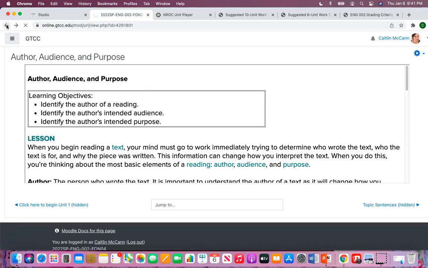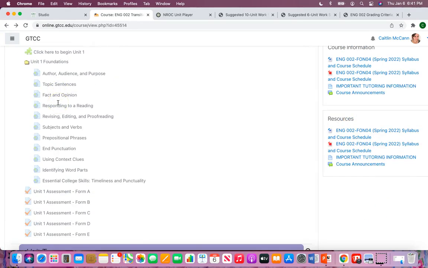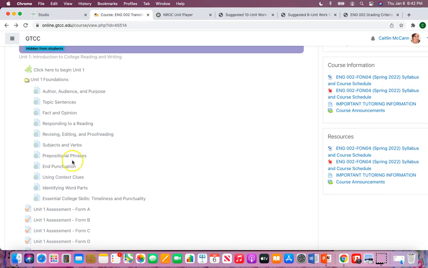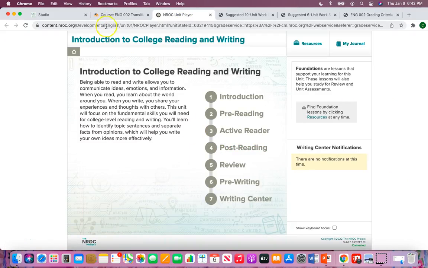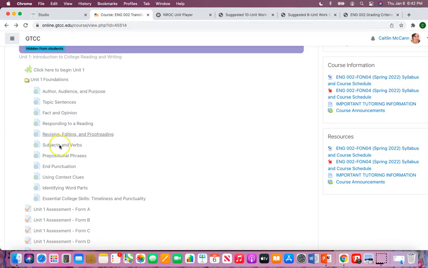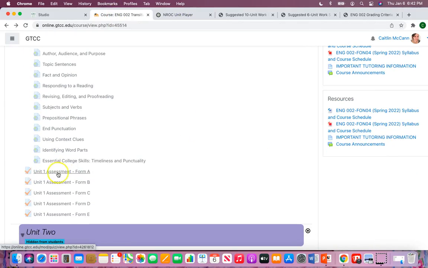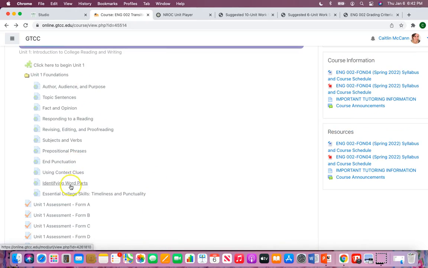Like the Unit 1 assessment, there are questions about prepositional phrases. There are a lot of punctuation questions and questions about context clues. So there are things in the foundation resources that I don't teach about, that you don't learn about in this portion of NROC, but you do read about here, that will be asked on the assessment, okay? So please make sure you're working your way through this.